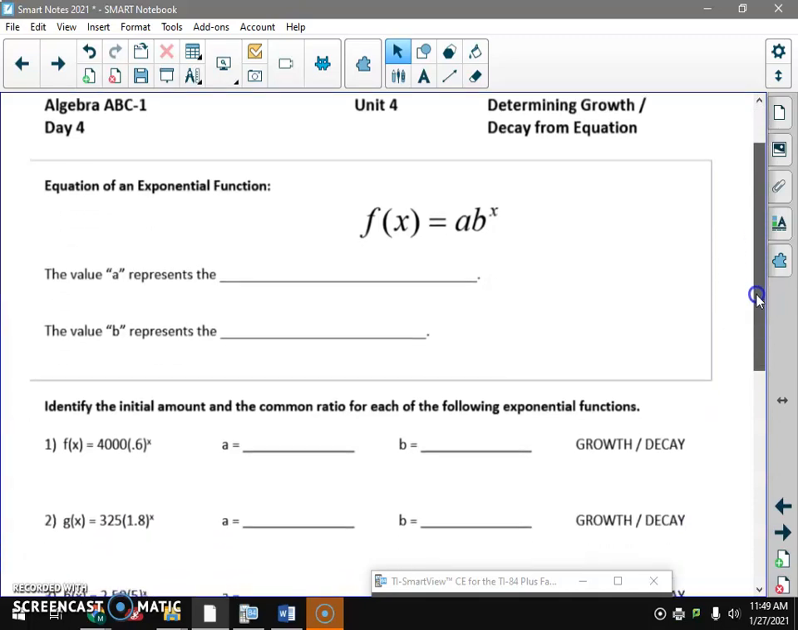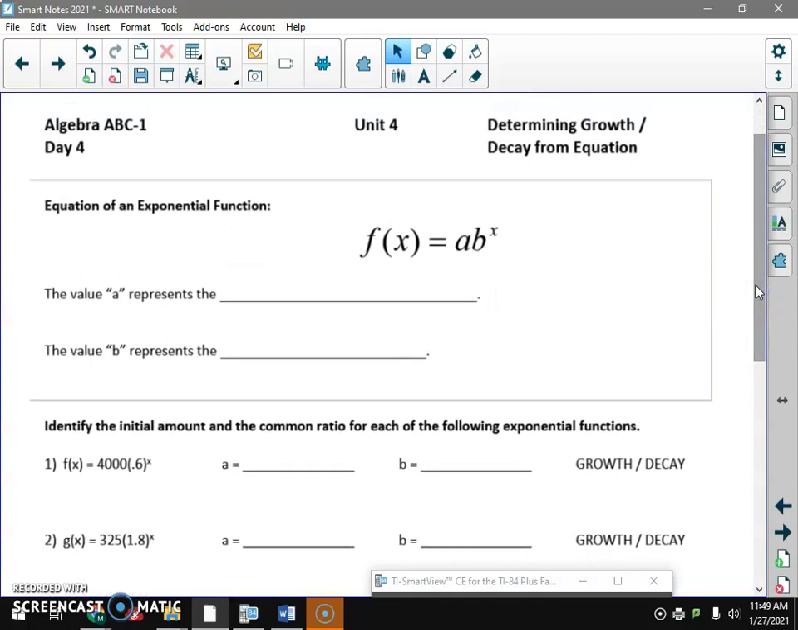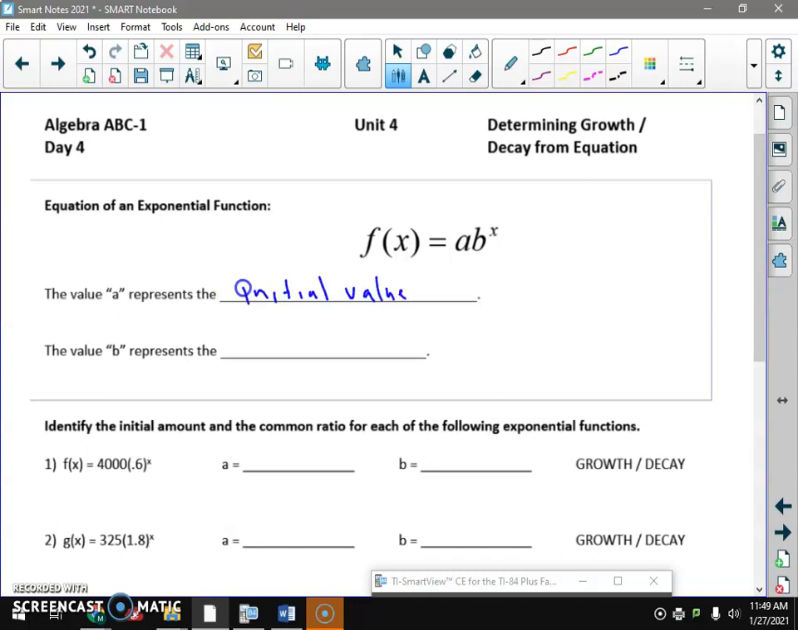So we're going to give a couple terms to these A and B values. We're going to call A the initial value. Initial is a fancy word. Pardon me. Initial value is a fancy word. I'm going to call it starting value. We'll use initial, but it's also starting.